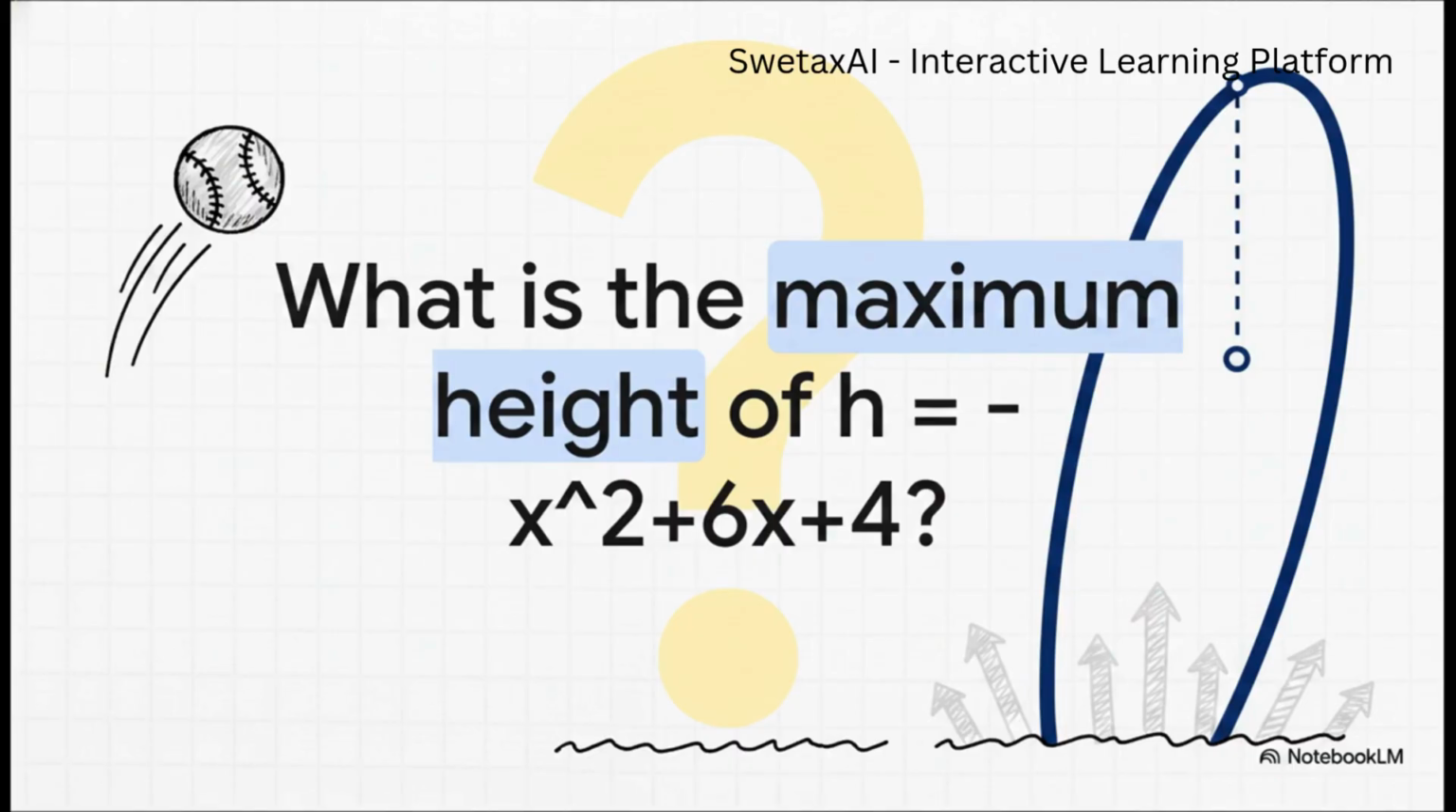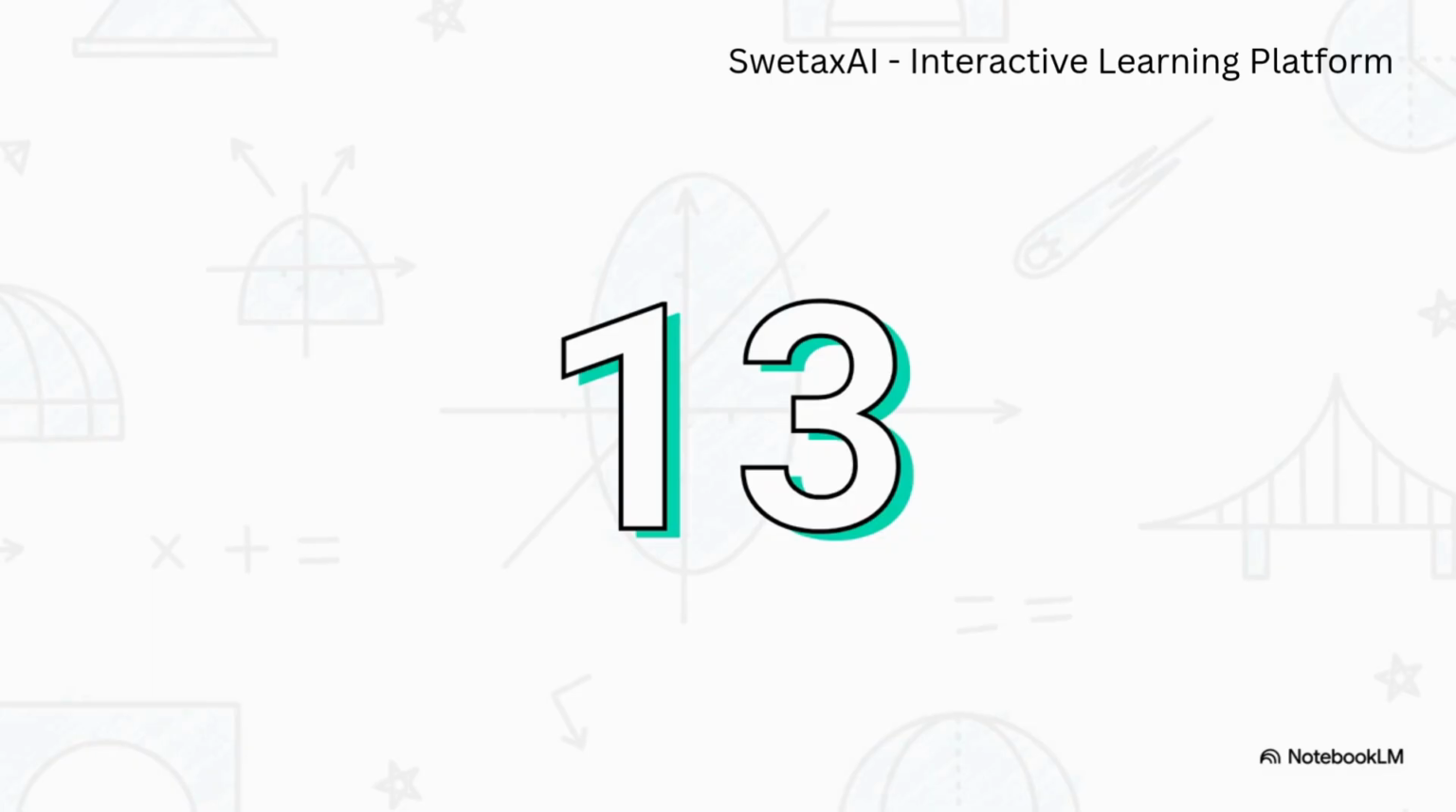Now don't panic here, just translate the physics back into geometry. Maximum height is just a real-world term for the very top of our parabola's peak. So the crucial point is we really just need to find the vertex of this specific equation. And here comes the mathematical punchline.